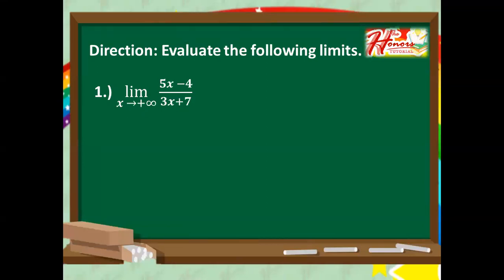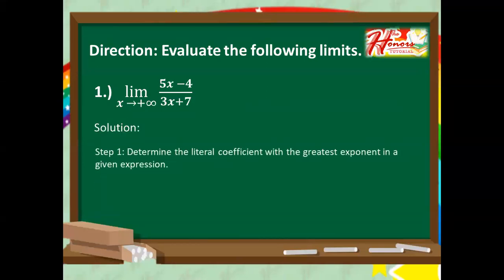We have here the steps. Number 1, determine the literal coefficient with the greatest exponent in a given expression. So what is a literal coefficient? Literal coefficient is actually the letter beside the number here. So the letter that we can see in our expression is only x. So therefore we have to compare the exponents that you can see in your variable or literal coefficient. We have to choose the greatest.